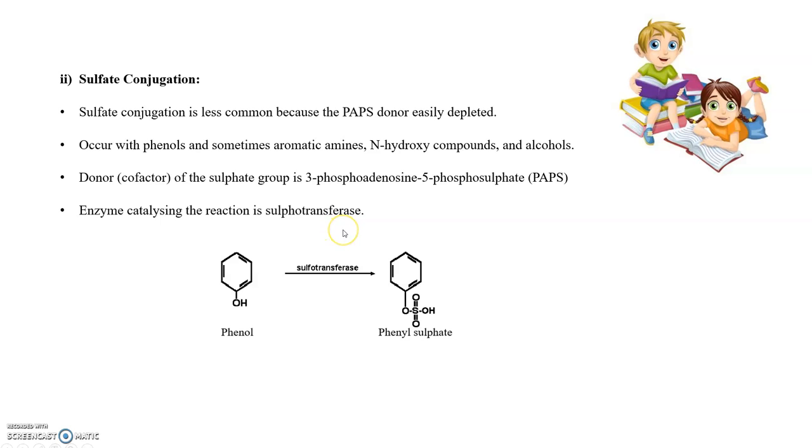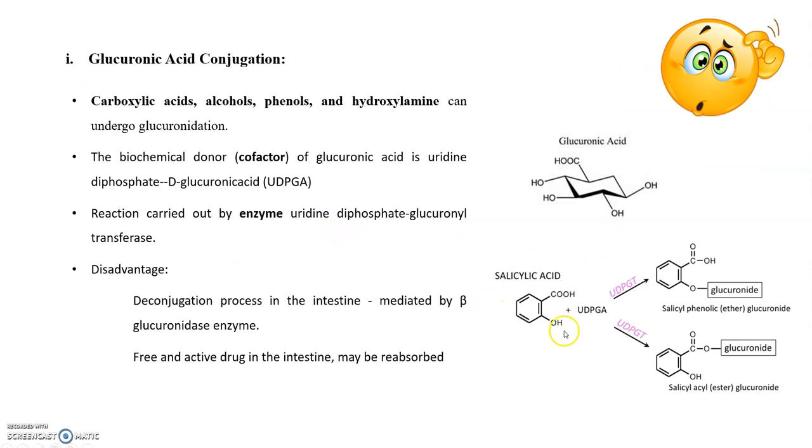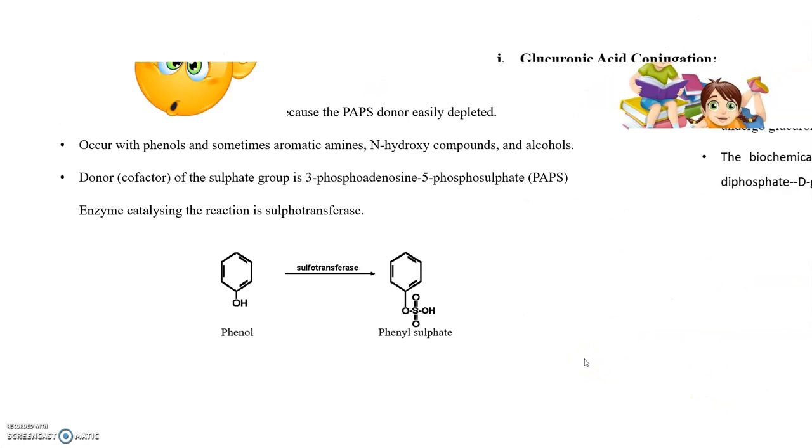And in this glucuronic acid conjugate, we forgot to see the example, that is salicylic acid here. We have already seen that carboxylic acid can undergo this conjugation. Here you can see this salicylic acid is adding with the donor, and with the help of the enzyme, it is being converted to glucuronide conjugates. Okay, so the next one, sulfates.